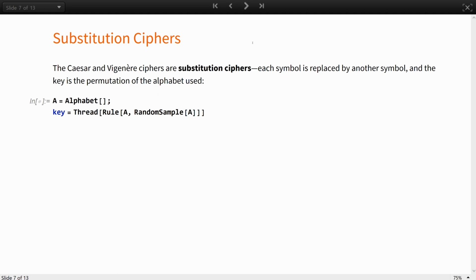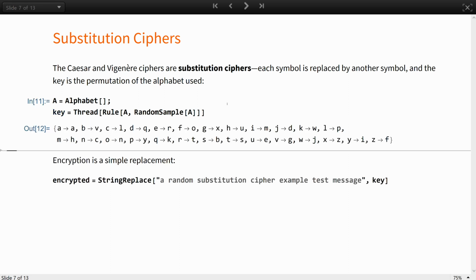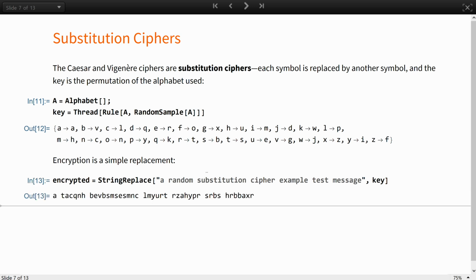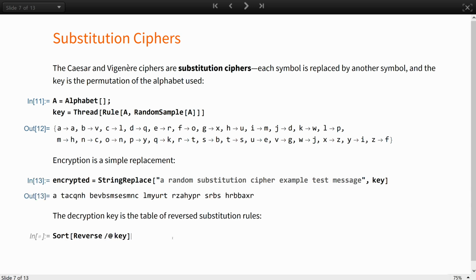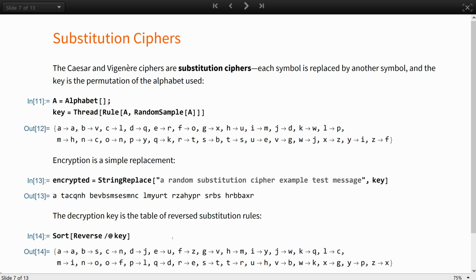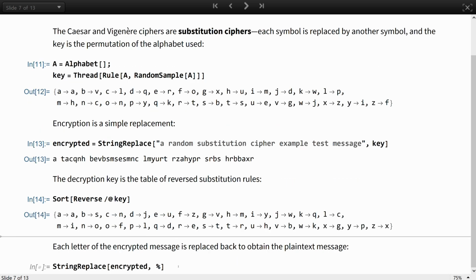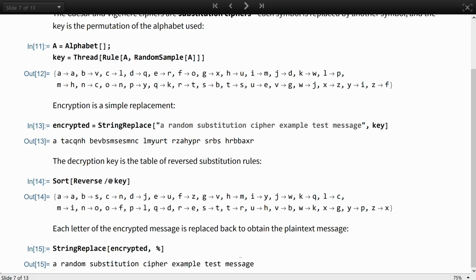Caesar and Vigenere ciphers are specimens of a more general class of encryption methods, called substitution ciphers. Each symbol is replaced by another symbol, and the key is the permutation of the alphabet used. Encryption is a simple replacement, and the decryption key is the table of reverse substitution rules. Using these rules, each letter of the encrypted message is replaced back to obtain the plaintext message.